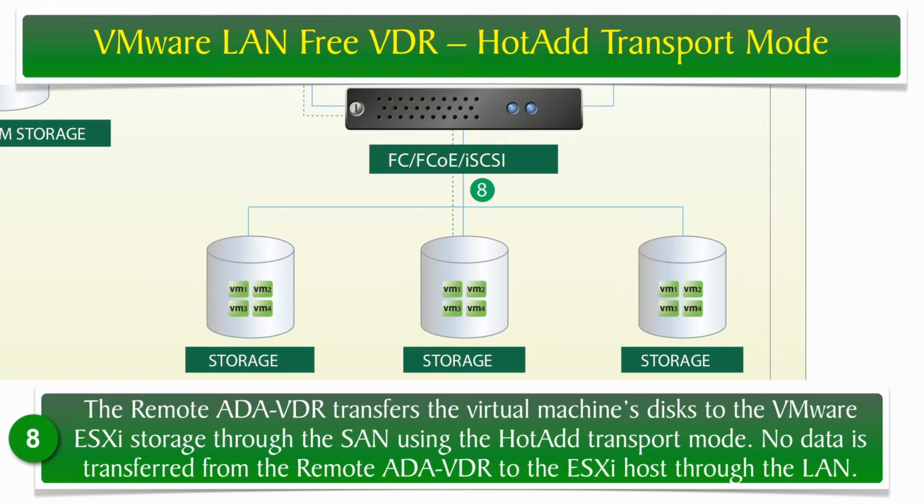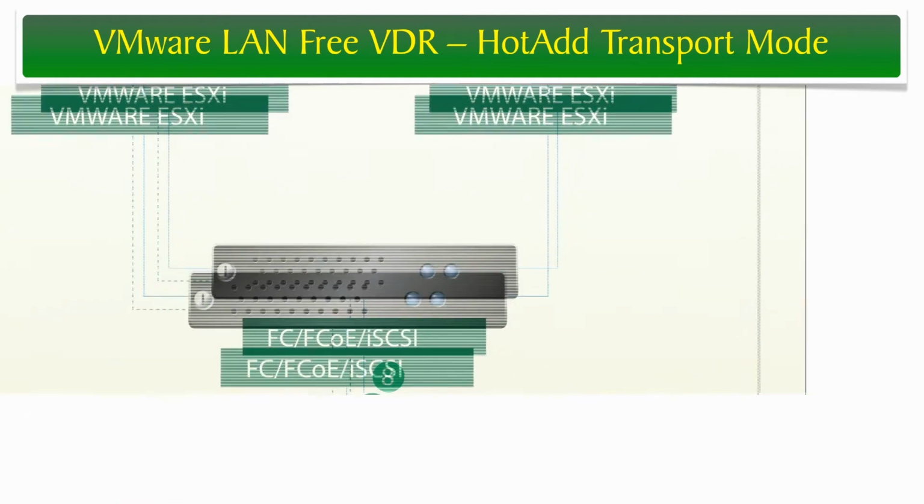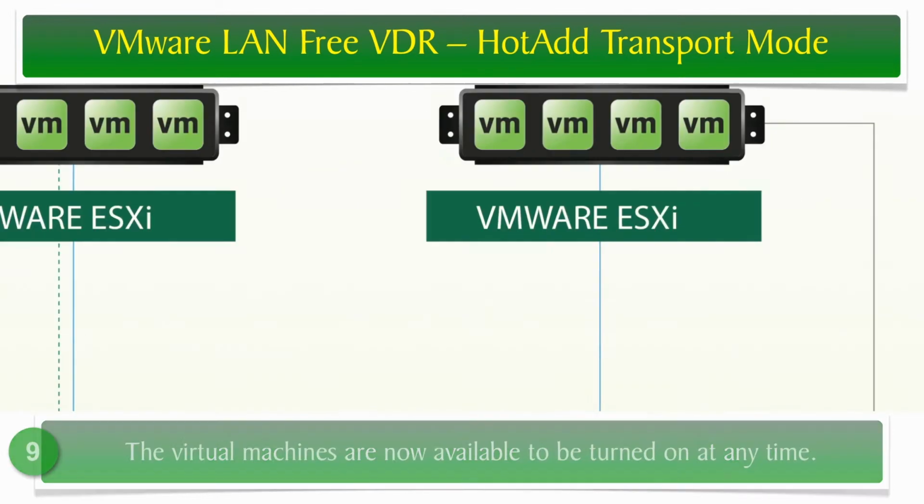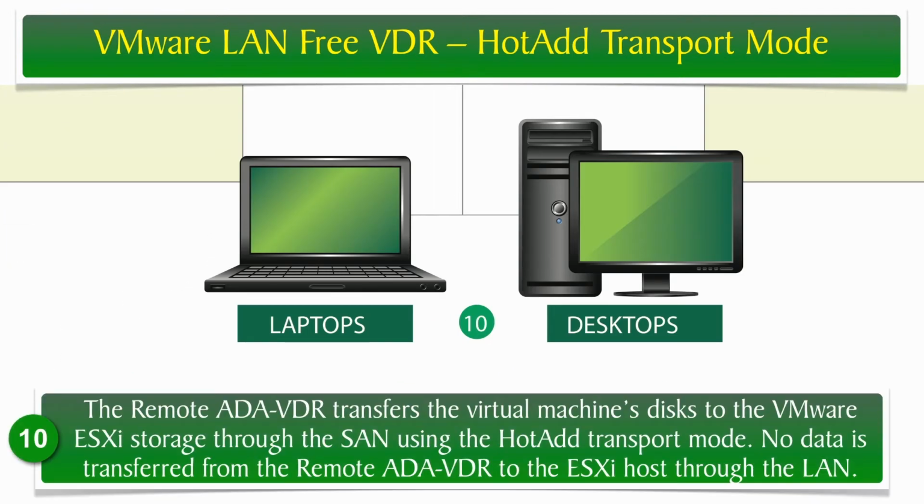No data is transferred from the remote Abrea VDR to the ESXi host through the LAN. Ninth, the virtual machines are now available to be turned on at any time. Tenth, when faced with a disaster, users can turn on the backed up virtual machines and access their data running on those virtual machines at the remote offsite data center via external IP access.